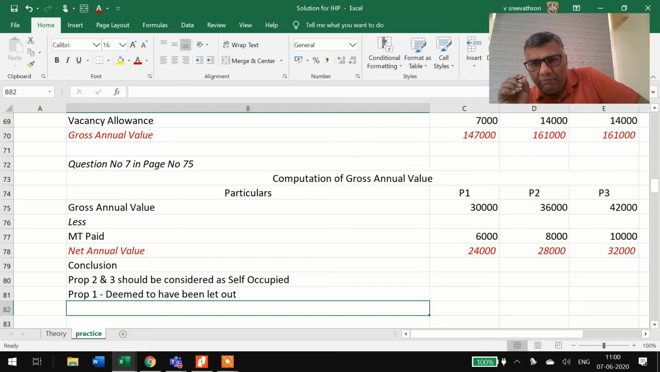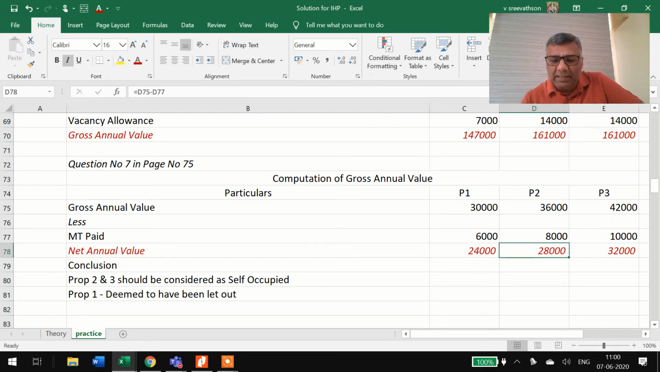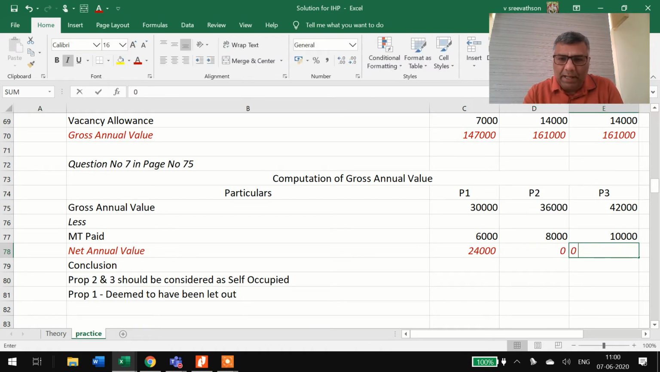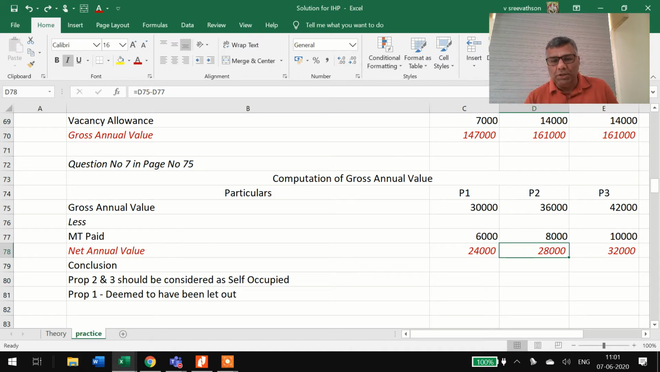So, whenever I say benefit of, when I consider these two as 0, you will be paying tax only for 24,000. If I consider these two as 0, you will be paying tax for 32,000. So, always the assessee will prefer whichever value NAV is higher to be self-occupied. The ground rule is benefit of self-occupation can be claimed only for two properties.